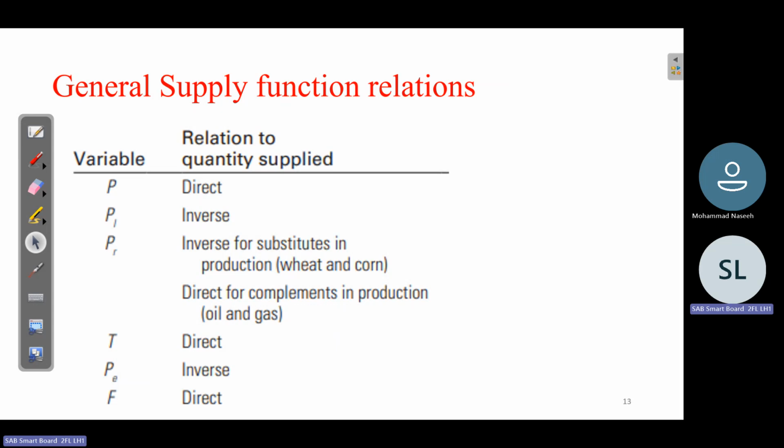This has a positive relationship to the supply of the selected structure.